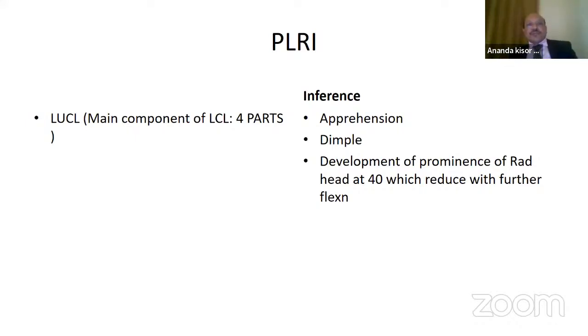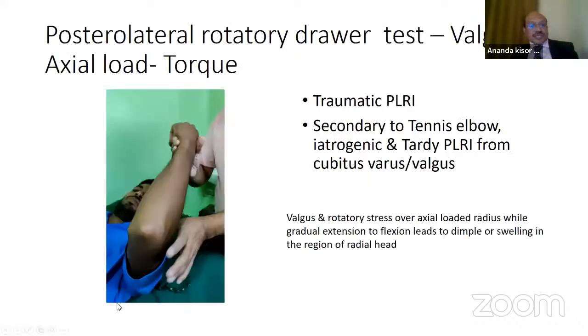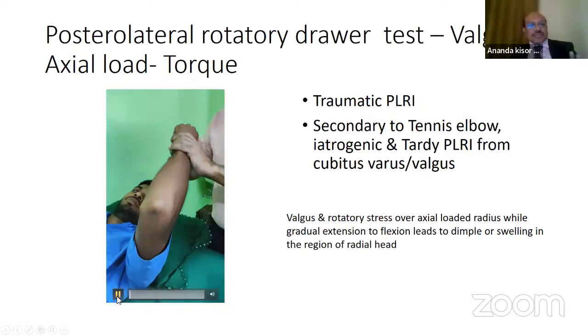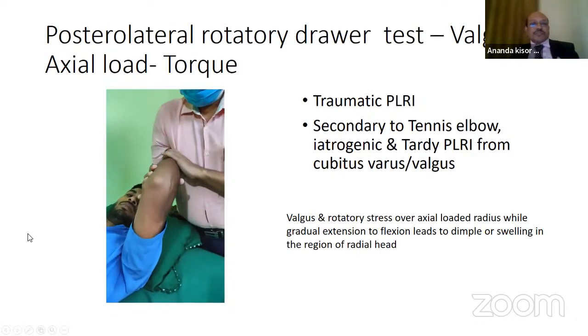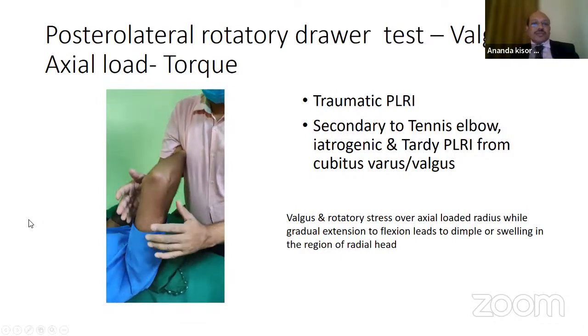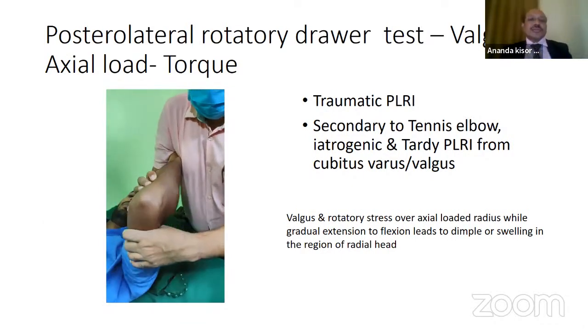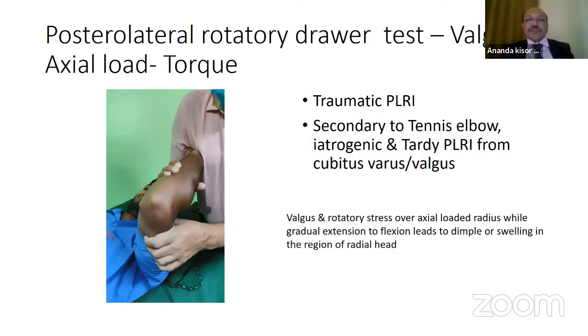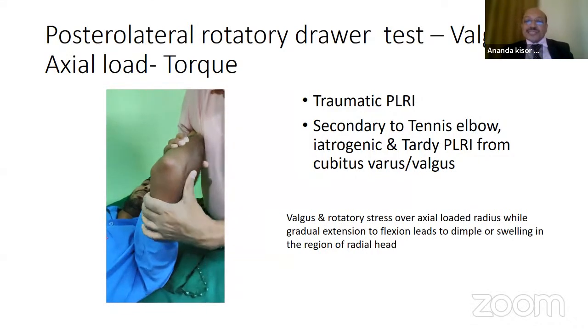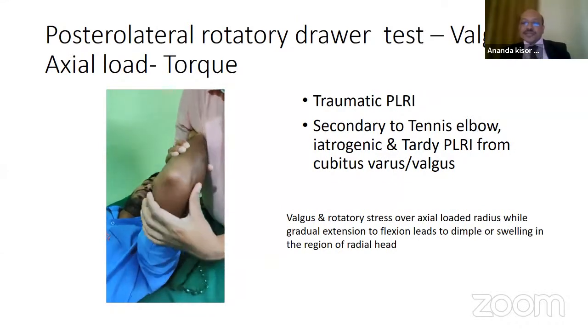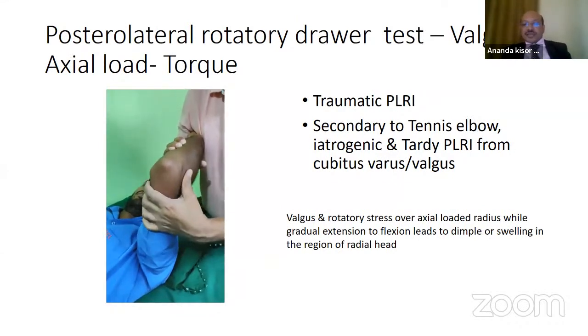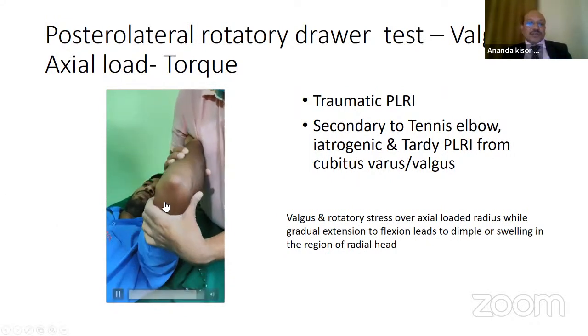Now there is another important point, the posterolateral rotatory instability. So you have to check it. The lateral ulnar collateral ligament is the main component of the lateral collateral ligament. It has 4 parts. I'm not going into detail. So how to check the posterolateral instability? You have to fix the limb between your arm and the chest, and apply valgus and rotatory stress over the axially loaded radius, while going gradually from extension to flexion, which leads to a dimple or a swelling in the region of the radial head.